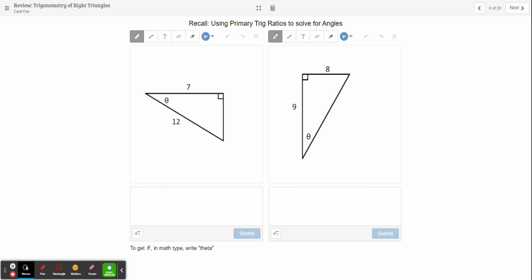Okay, we can use primary trig ratios to solve for angles as well. Let's do the same thing. We're going to use this as our working angle. So let's identify the information that we have. 12 is our hypotenuse, and 7 is our adjacent. The hypotenuse and adjacent, we're going to be using cosine again.